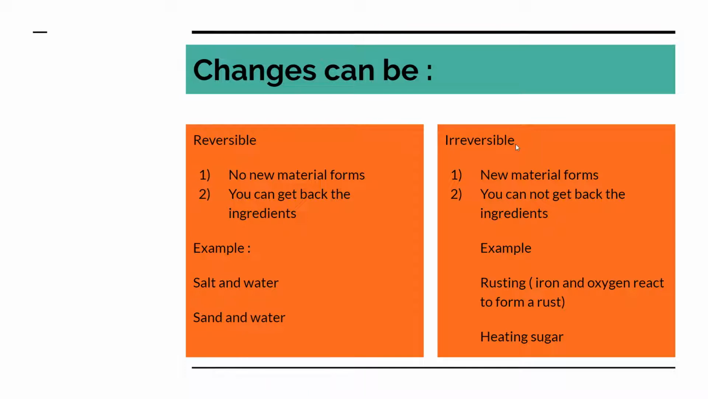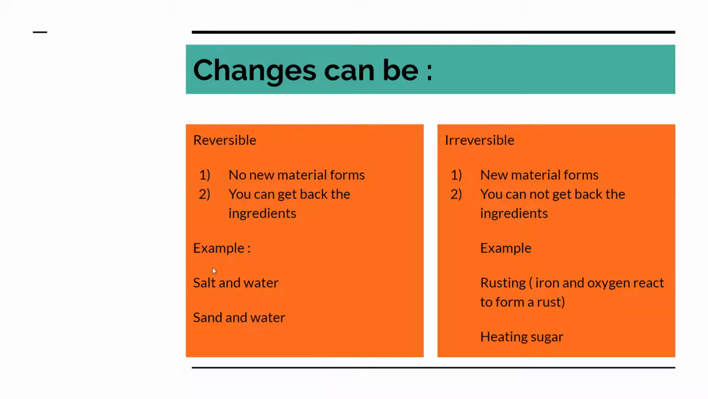Class, remember the literal meaning of the word. Reverse means something that can be changed back, something that can be brought back, right? So reversible is when no new material is formed, and you can get back the ingredients. Whereas irreversible is when new material forms and you cannot get back the ingredients. This is called irreversible. A negative connotation is added to it compared to reversible, right?